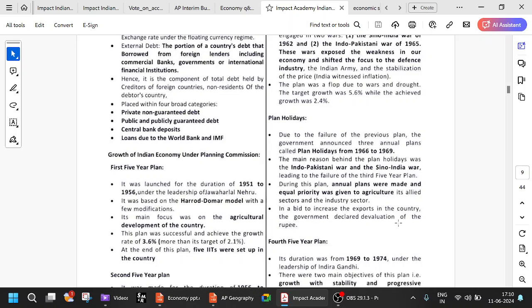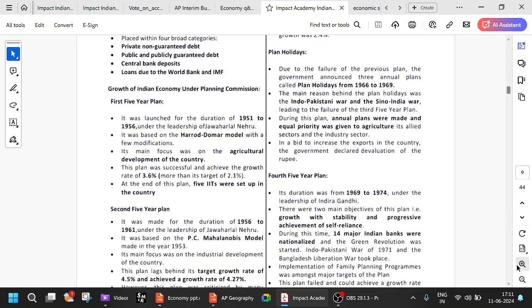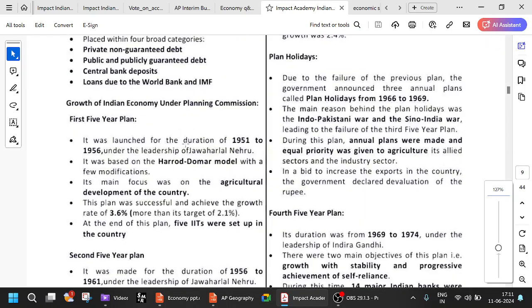So we have this first 5-year plan. If you look at it, the first 5-year plan was launched during 1951 to 56, immediately after independence. It was based on the Harrod Domar model. And the main focus was on agricultural development of the country. So these are key points which you have to remember.